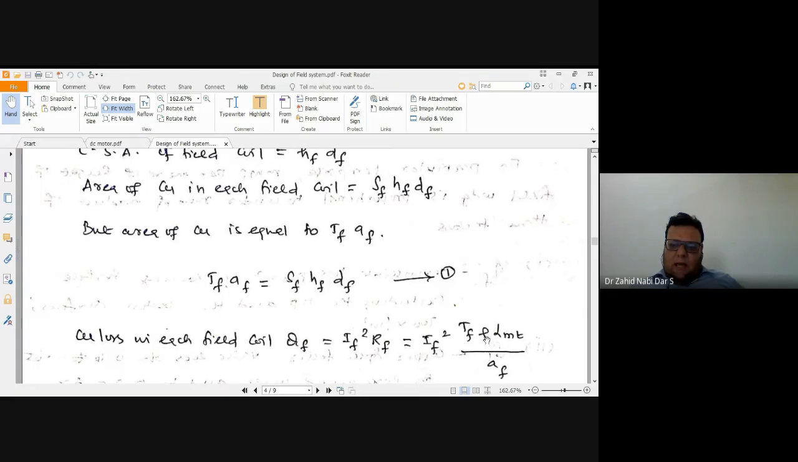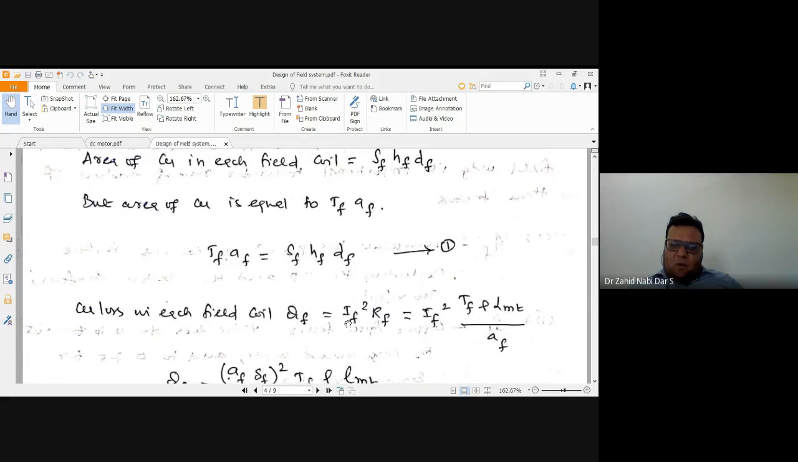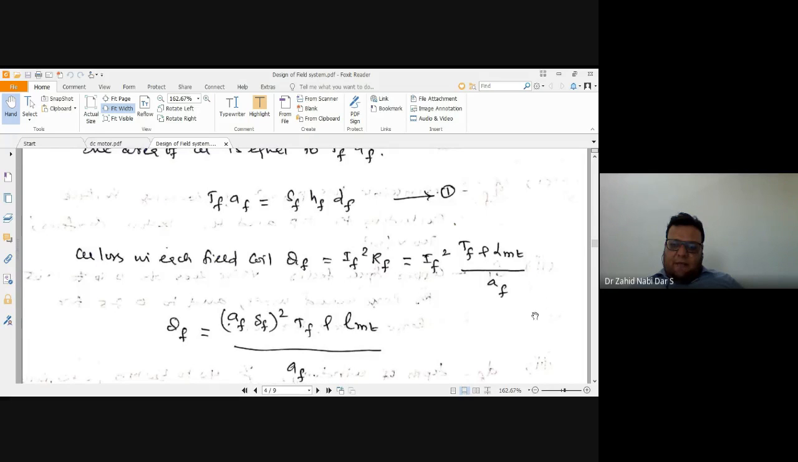So total R for one turn would be 1 into rho L by A. For TF number of turns, if 10 turns are there, then resistance will become 10 times rho L by A. Now we say that we have TF number of turns, so it would be TF into rho L mean turn by AF. So this is the copper loss in each field coil, that is IF square RF.